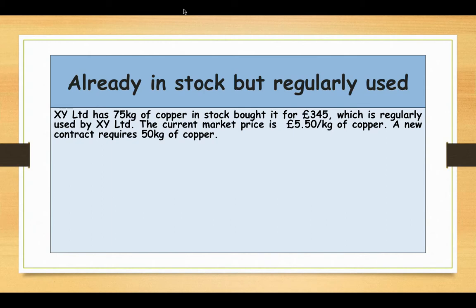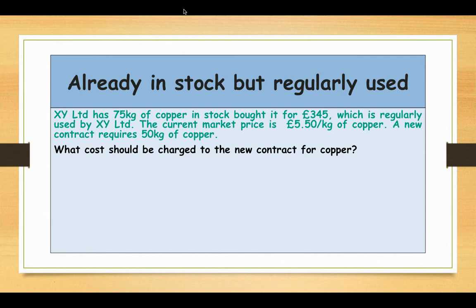Now we'll continue with the question, which is regularly used by XY Limited. The current market price is £5.50 per kilogram of copper. A new contract requires 50 kilograms of copper. So what cost should be charged to the new contract? Now, if the company used this copper for this new contract, the company had to buy it for £5.50 for its regular use.